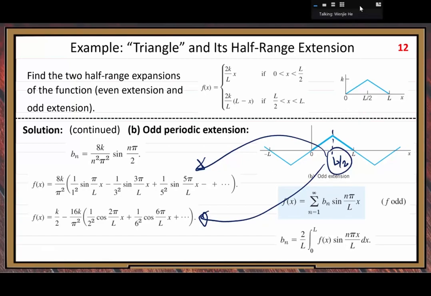It's hard to see, and hard to prove, if you do not use the Fourier series expansion. Something interesting. All right.